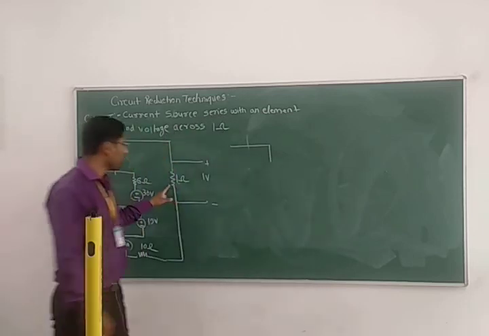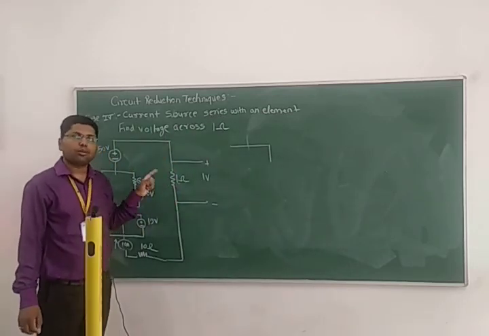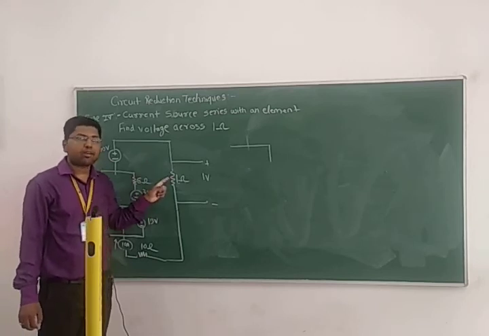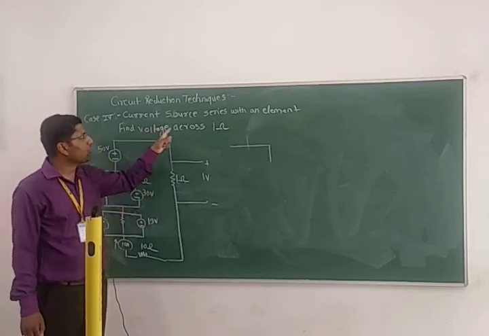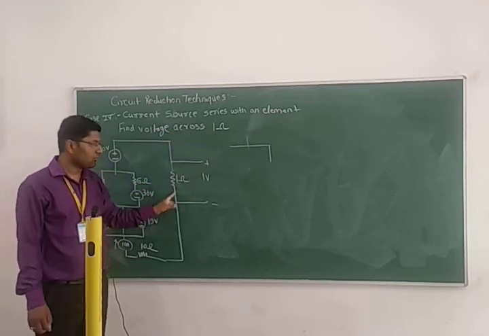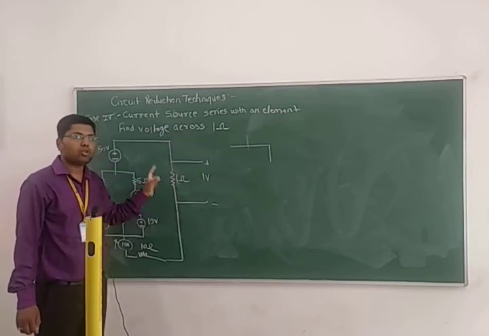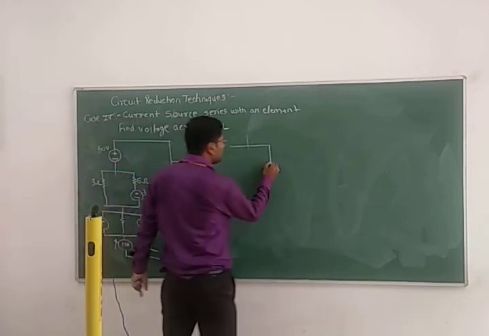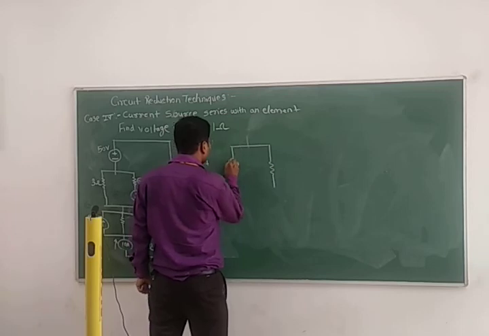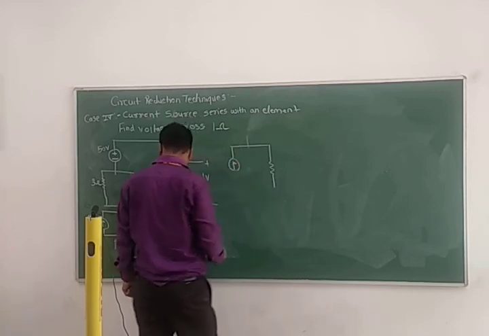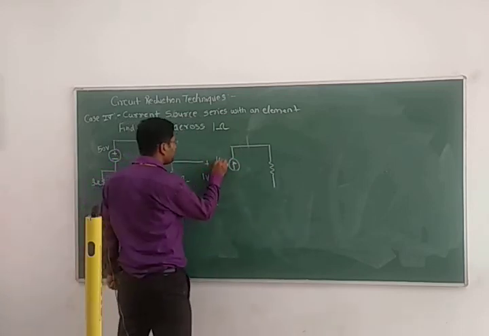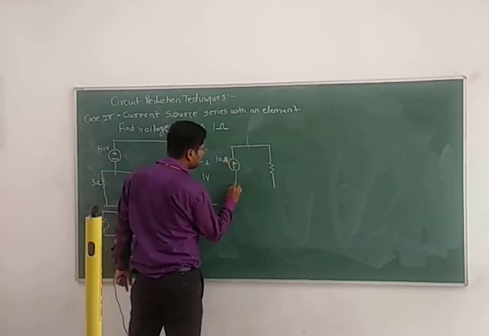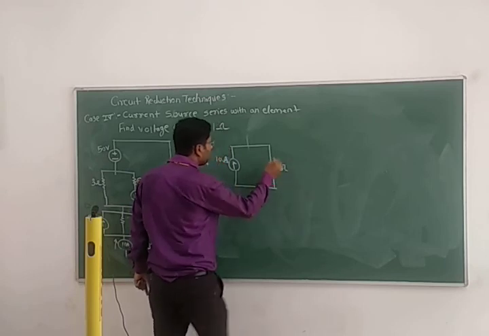What about this 1 ohm resistance? Will you keep it or eliminate it? You have to keep it. Why? Because we have to find the voltage across the 1 ohm resistance. So you should keep that resistance. So this resistance is with this current source, and the current is 10 ampere. The current source is given, and here is the 1 ohm.